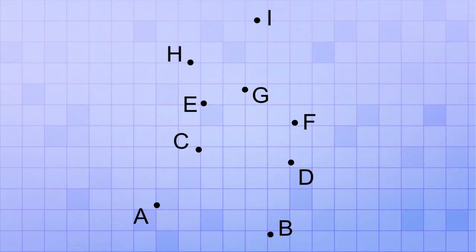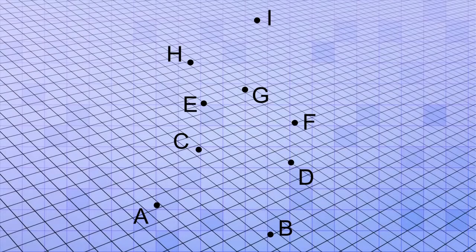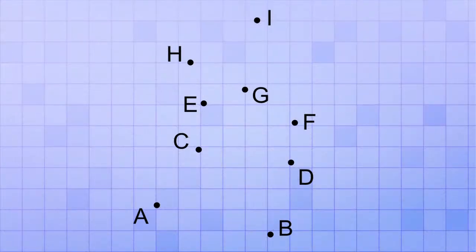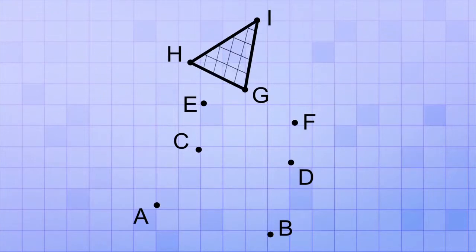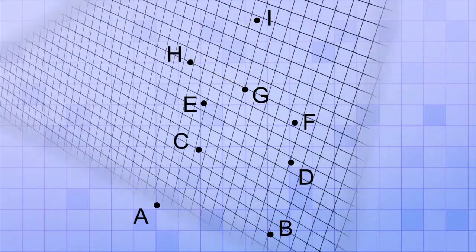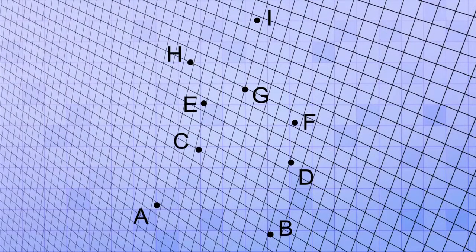Let's join D, E, and F. Now we can see the triangle they form, and if we extend that flat triangle, we can see the plane that it defines. Let's try one more so the rest of the points don't feel left out. Let's join G, H, and I. There. Now they form this triangle, a flat surface that forms this plane if we extend it in every direction.